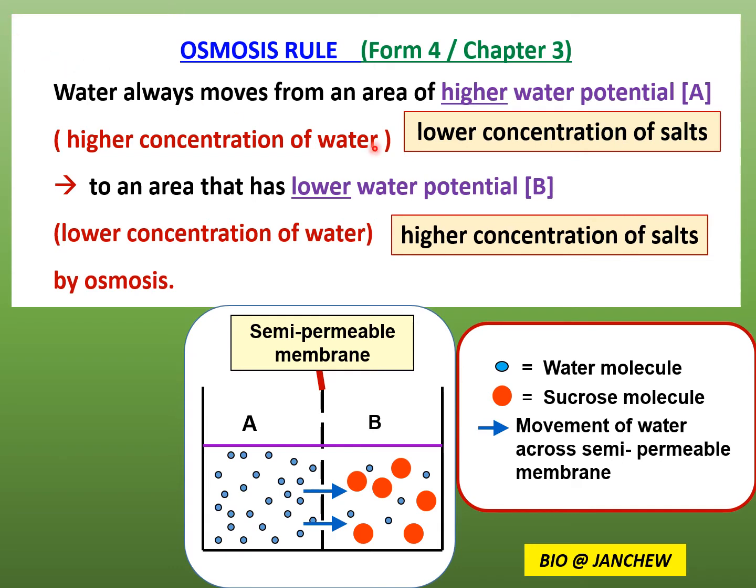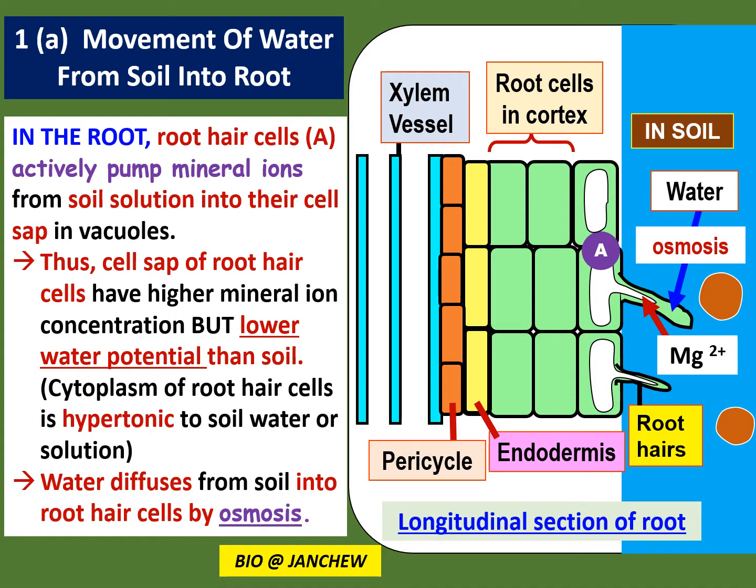So remember, water always moves from an area of higher water potential to an area of low water potential, down the concentration gradient of water, by osmosis and through a semi-permeable membrane, such as the plasma membrane of cells or the Visking tubing membrane. Let us first discuss the movement of water from soil into the root. Okay, so how does water move from the soil here? Now these are the soil particles. So how does water move from the soil into the root hair cells?